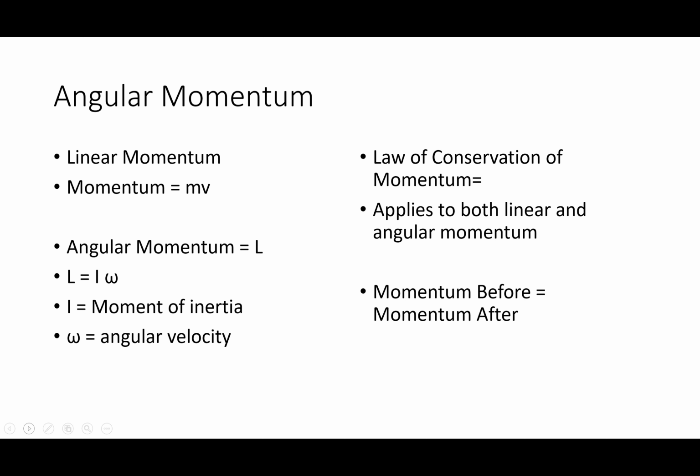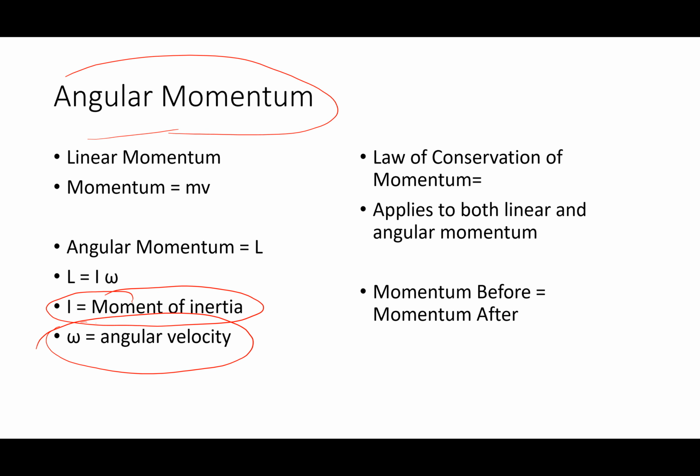Now, if you put together this moment of inertia and the rate at which something spins, which we refer to as angular velocity, you can come up with something called angular momentum. We've talked about momentum some in the past, and linear momentum is mass times velocity. Well, angular momentum is how fast something spins times its moment of inertia.